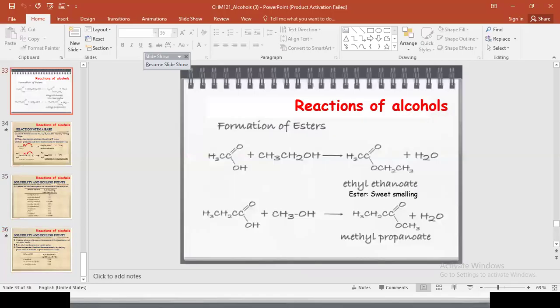Alcohol plus carboxylic acid is an esterification reaction.